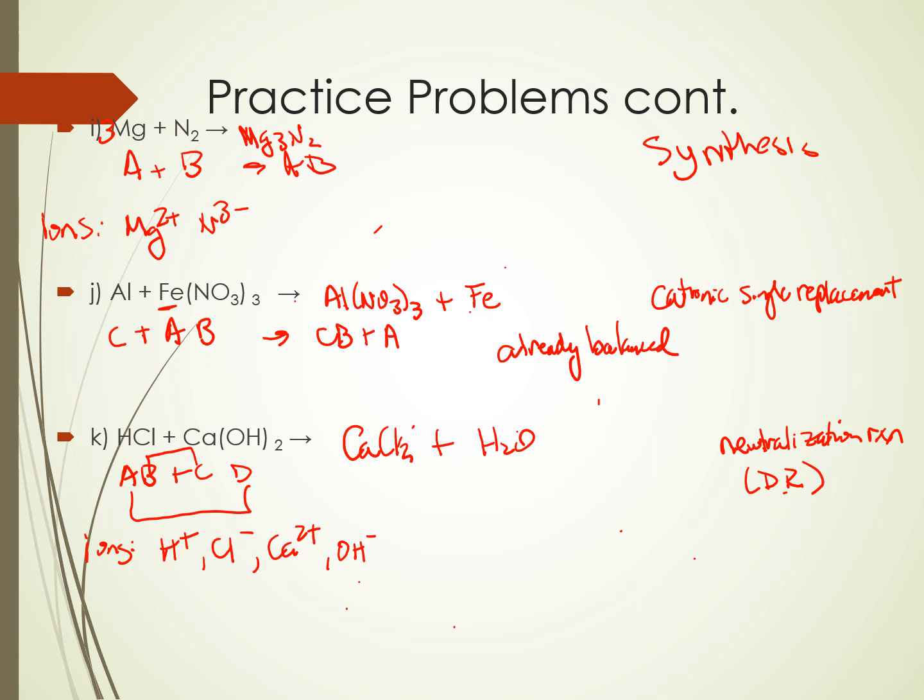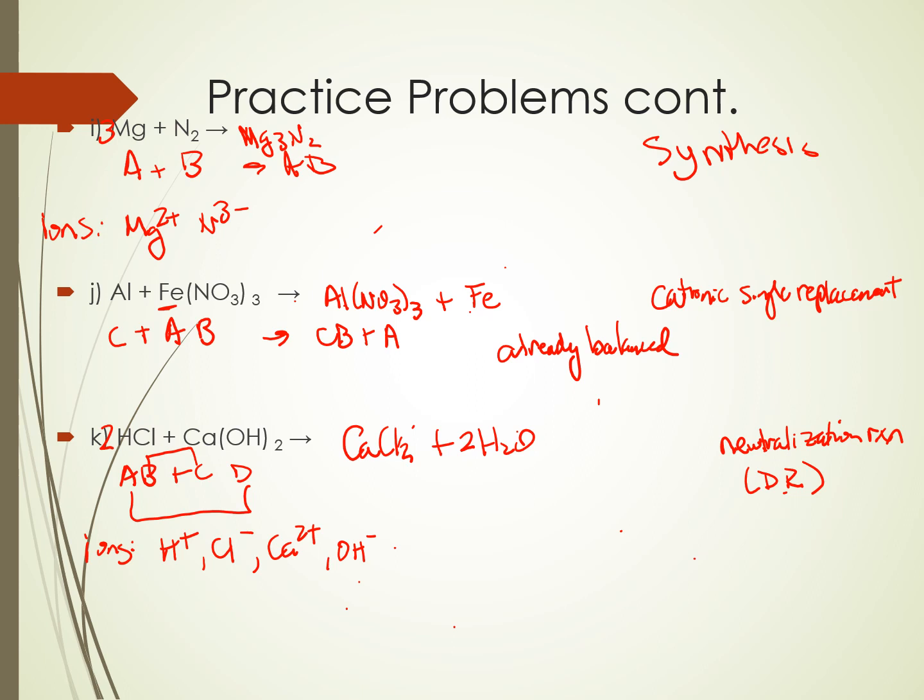From a balancing standpoint, I have two chlorines as the products versus 1 for the reactant. So I'm going to place a 2 for its coefficient for the hydrochloric acid. I have 2 oxygens versus 1, 4 hydrogens versus 2. So I'd have a 2 for the waters. And that will wrap that up.